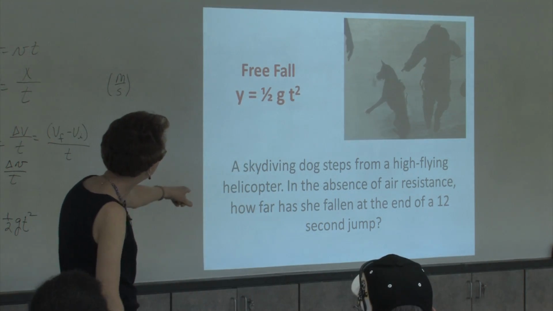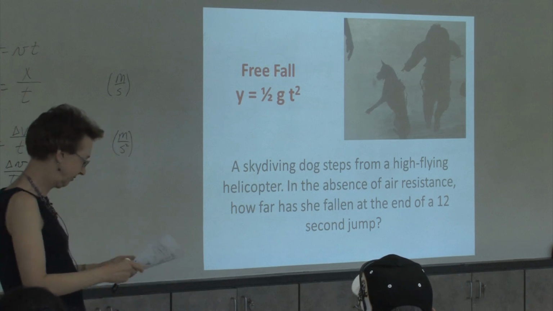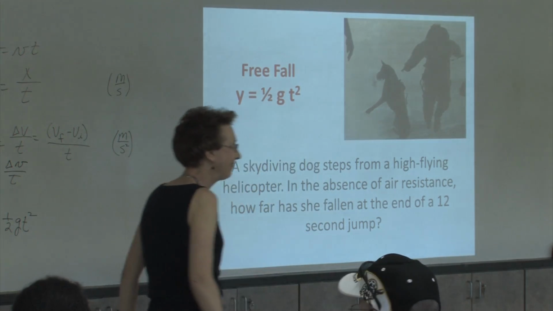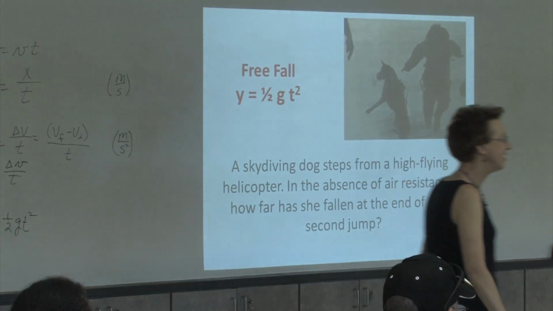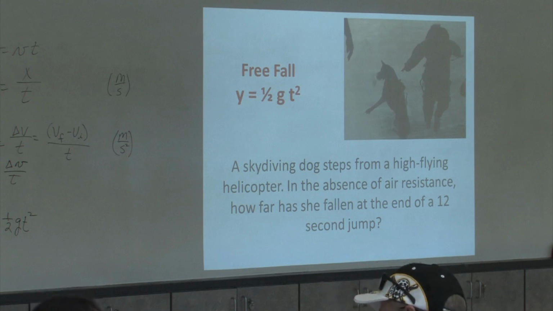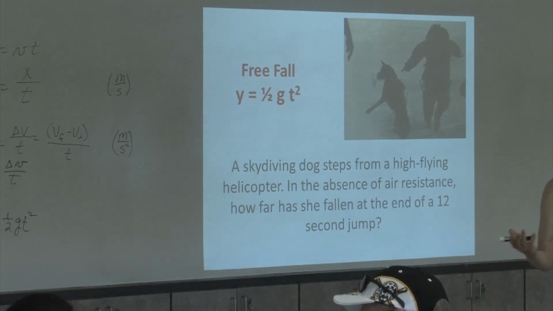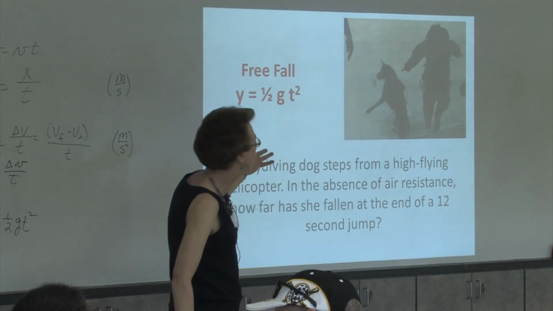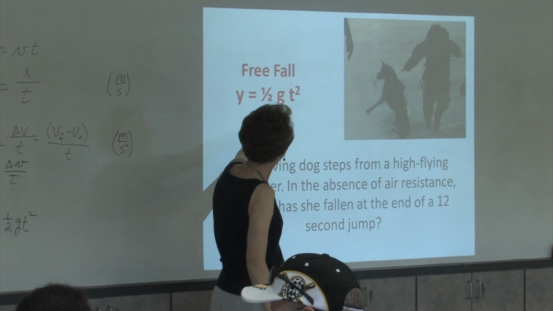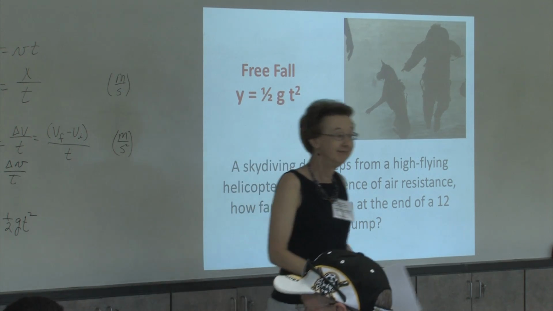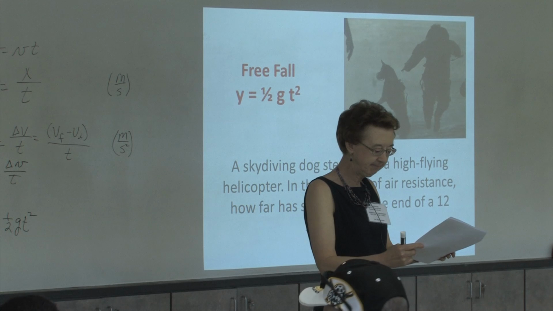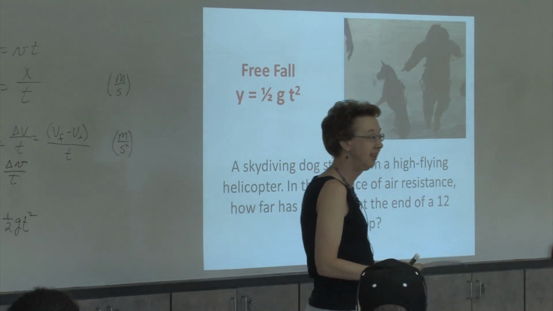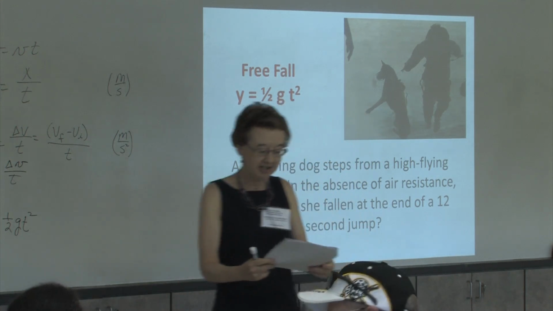Can you figure out this? What's the answer to this? Very good. Did you get it, guys? It's about 700. I got 706 meters. Just 12 times 12 is 144. Take half of it and then multiply it by g. You could take half a g and then multiply it. Doesn't make any difference.